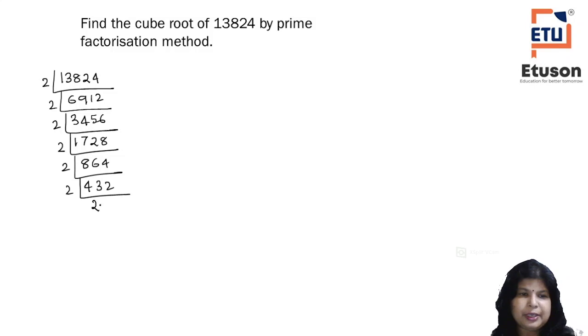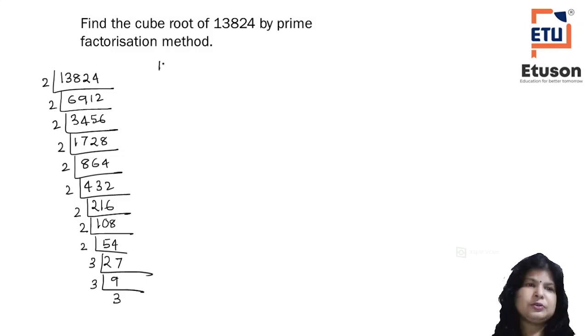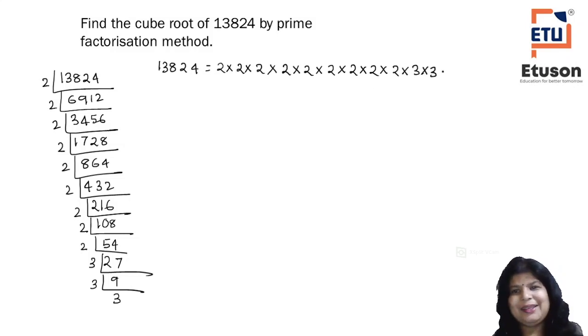Divided by 2, you get 216. Divided by 2, you get 108. Divided by 2, you get 54. Divided by 2, you get 27. Then 3, you get 9. 3, you get 3. Correct or not? So now let us write down the prime factors of the number. So this is equal to 2 into 2 into 2 into 2 into 2 into 2 into 2 into 2 into 2 into 3 into 3 into 3.